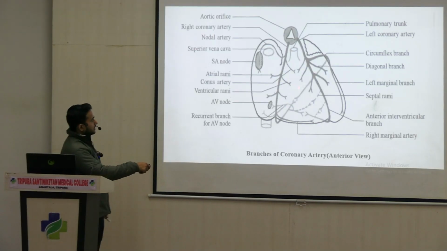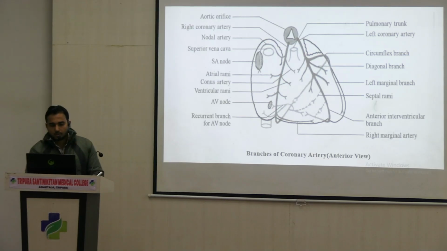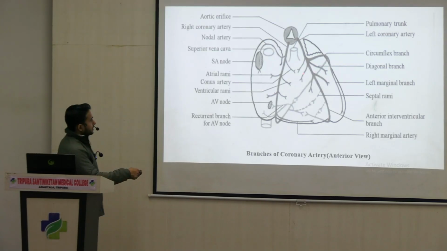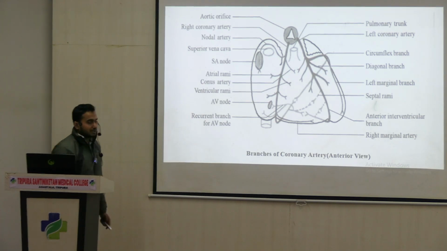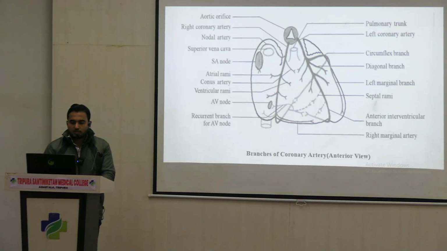So here the right ventricle is present, and the infundibulum of the right ventricle is supplied by the right conus artery. Now the right conus artery sometimes anastomoses with the left conus artery, mainly arising from the circumflex branch. This anastomosis which is taking place is called the annulus of Vieussens. And this anastomosis is taking place in front of the infundibulum of the right ventricle. Next, right anterior ventricular rami.